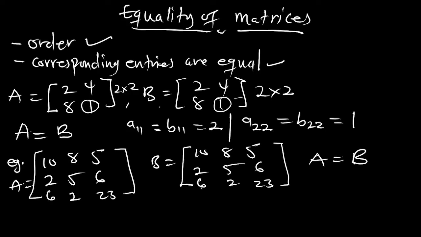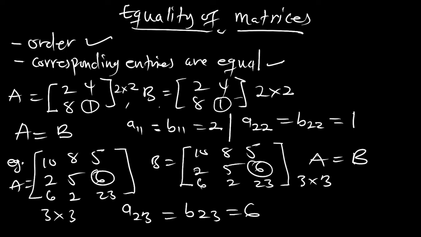Any element you pick at a corresponding entry, they are equal. So say A23 should be equal to B23. What's the order of this matrix? This is a 3 by 3 matrix, and the same way we have a 3 by 3 matrix. So second row, third column, that is 6. This is second row, third column, that is 6. So that is 6.